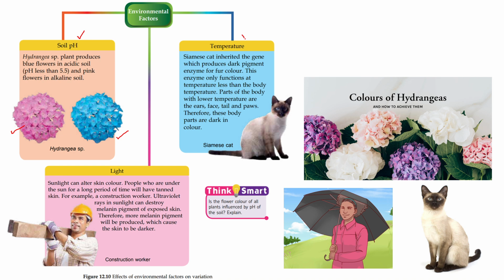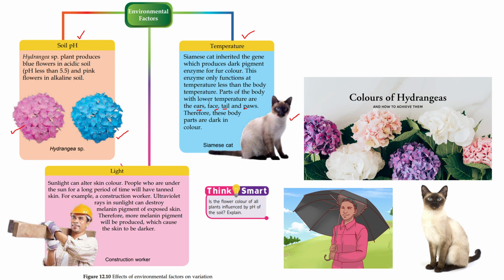Next one is temperature. For example, the Siamese cat, you look at this. It inherited the gene which produces dark pigment enzyme for fur color, and these enzymes only function at temperature less than the body temperature. So that means at the peripheral parts of the body, like the ears, the face, the tail, the paws, look at these peripheral parts. These are the parts of the body with lower temperature. Therefore, these body parts are dark in color.